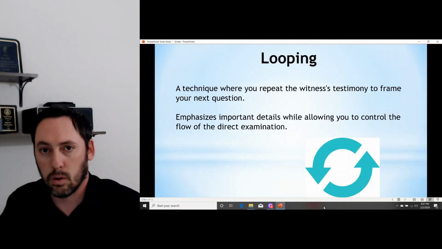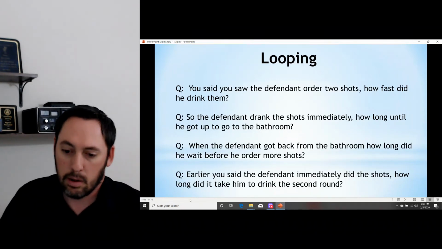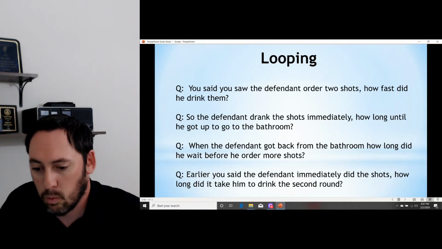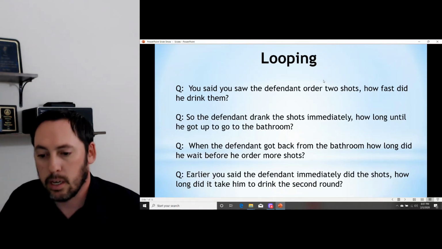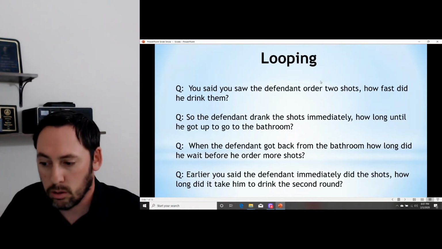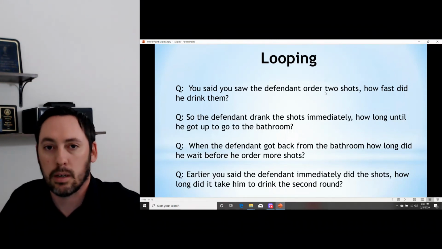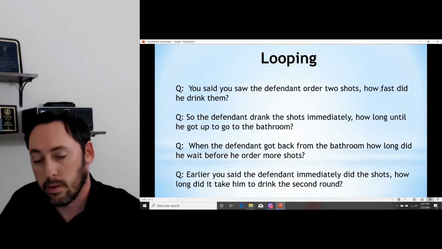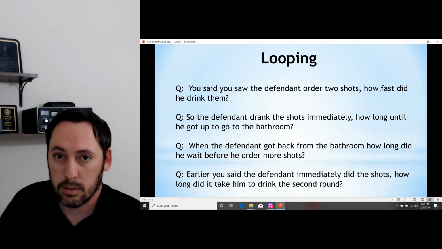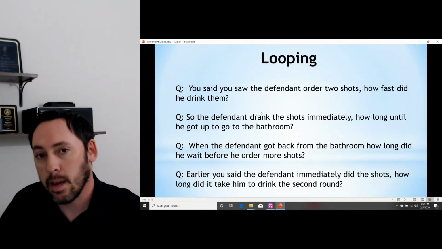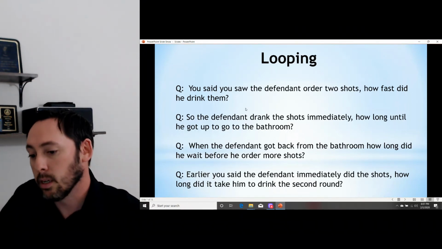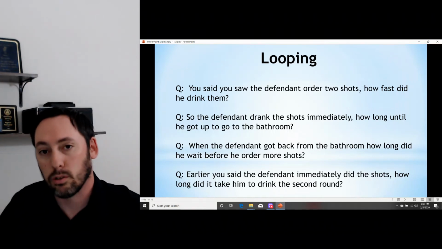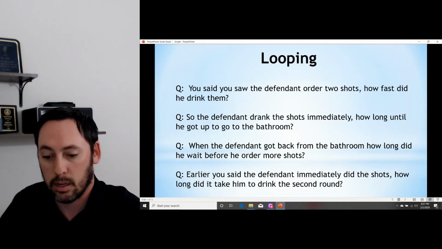Let's take a look at some more examples. Now notice in the slide here how the question is framed with the witness's prior testimony. You said you saw the defendant order 2 shots. How fast did he drink them? So my real question is, I want to know how quickly the defendant drank the shots before he left and got into his car. But I'm framing it with the witness's prior testimony. It helps me again reiterate important testimony while controlling where I want the direction of this thing to go.